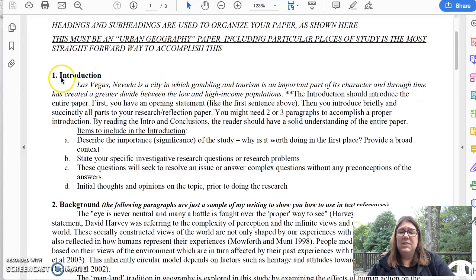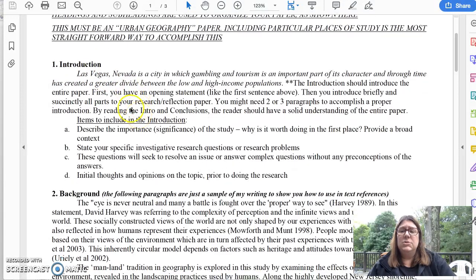Okay, so your first heading is going to be introduction. A heading is a section header. There are other names for it. You can use the numbers or omit the numbers, but it has to have some sort of formatting to make it clear that it's a main section heading. Okay, so the first one you're going to have is called introduction.